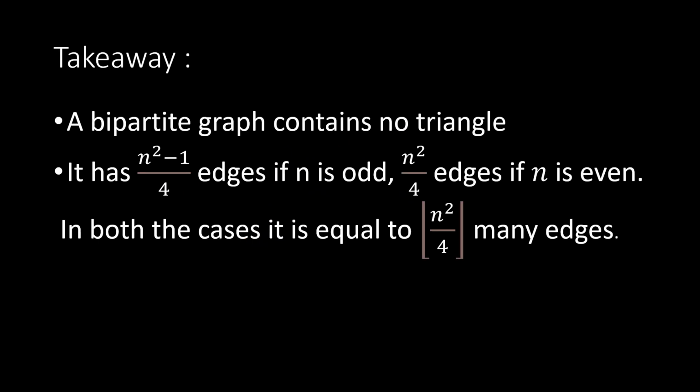So till now we have learned that a bipartite graph contains no triangle and the number of edges in it has the value floor of n squared over 4. This is from the fact that if (n squared minus 1) over 4 is the number of edges where n is odd, then it is equal to the floor of n squared by 4, and if n squared by 4 is the number of edges where n is even, then it is of course equal to the floor of itself.